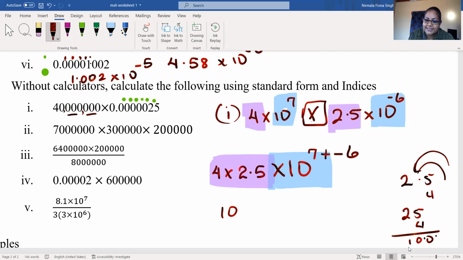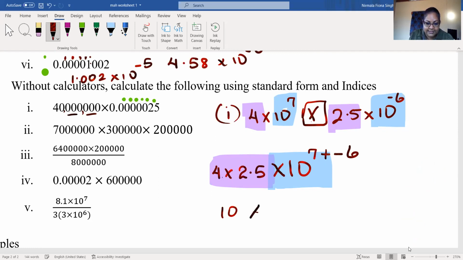A whole bunch of shortcut ways they have to do in arithmetic. So you're going to get 10 multiplied, which is 10 exp 7 plus minus 6 is 1. So you're going to get 10 to the 10 multiplied by 10 to the 1. Easy, easy, easy.